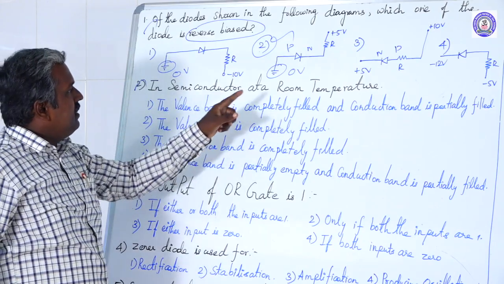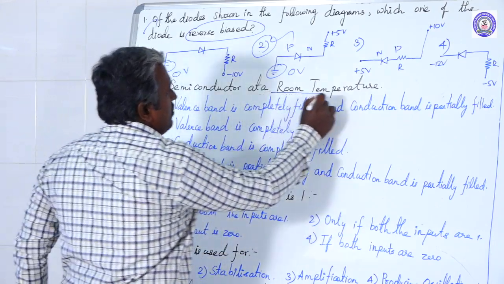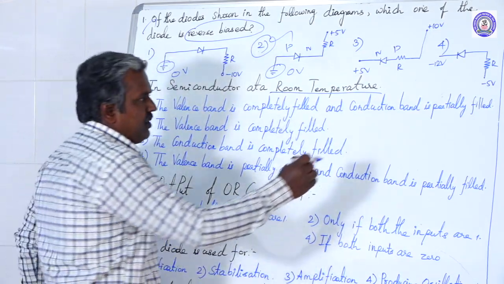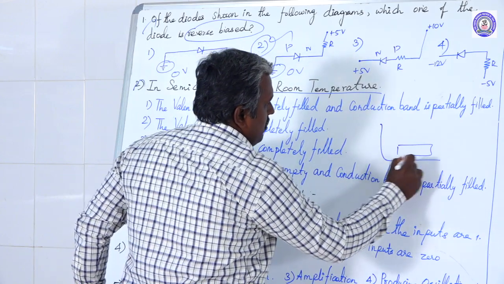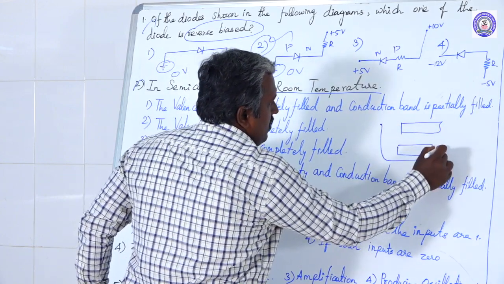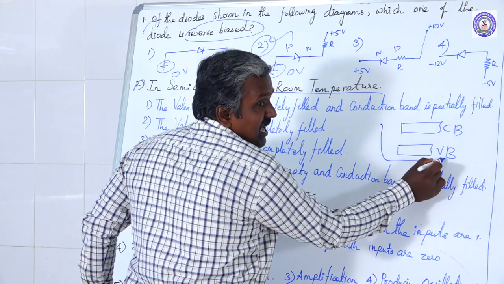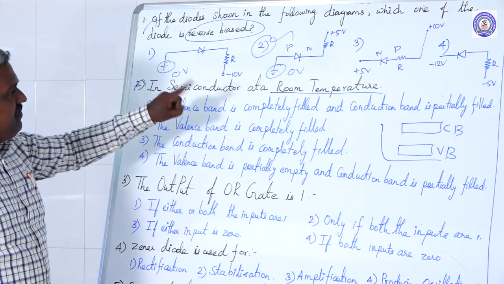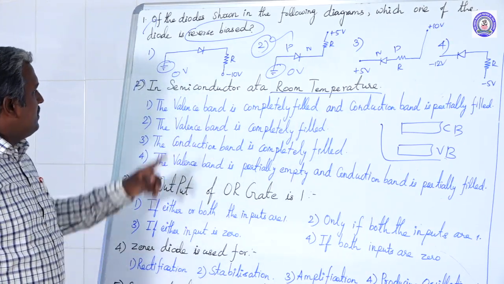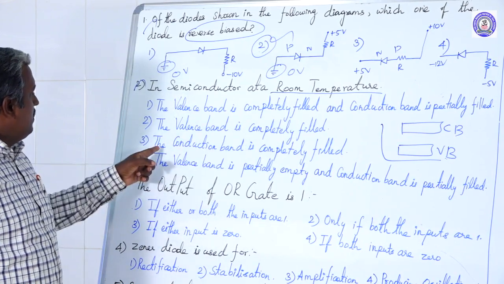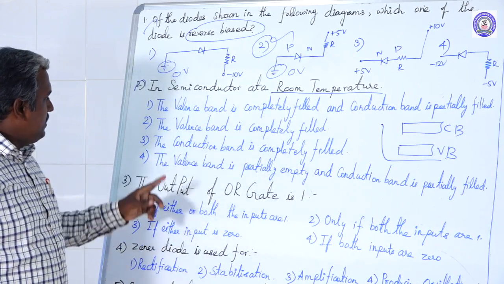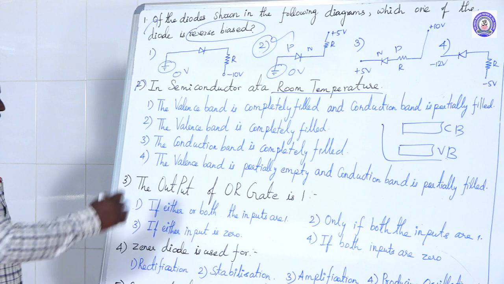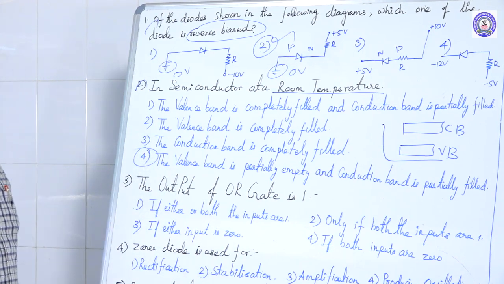In a semiconductor, at room temperature, okay, you know about room temperature, right? Already discussed about this. VB valence band, CB conduction band. The valence band is completely filled and the conduction band is partially filled. The valence band is completely filled. The conduction band is completely filled. The valence band is partially empty and the conduction band is partially filled. Which one is correct? Fourth option, according to theory.